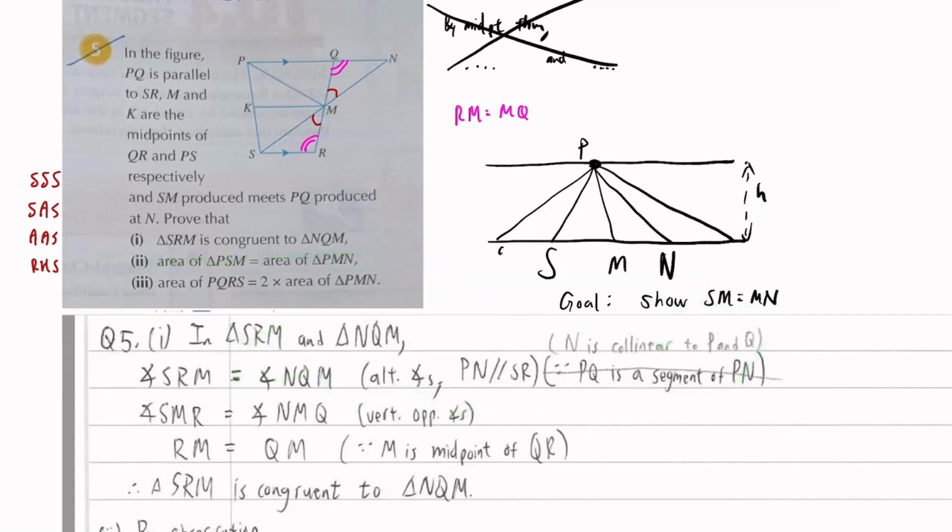Okay, so why are they equal? Similar? No. Congruent. This is part 2. You use part 1, the SRM congruent to NQM. Yes, exactly. Congruent means all the angles equal, all the lengths are equal, right? So of course, SM equals MN. This is because of part 1. Congruent. Okay. Yeah, so there's nothing to show. You just have to quote part 1, or quote congruent.